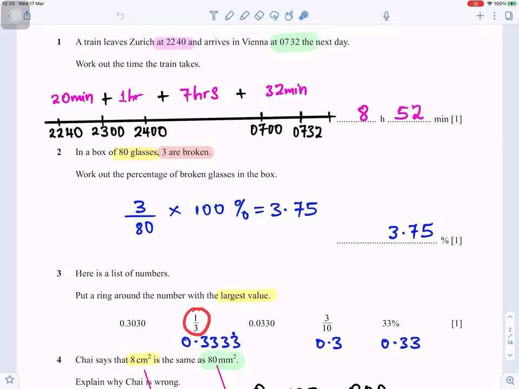Question number 3. Here is a list of numbers. Put a ring around the number with the largest value. Before you compare them, make sure you put all of them to decimal. So 0.3030 is in decimal. 1/3, you change to decimal, is 0.333 recurring. 0.0330 is also a decimal. 3/10 is 0.3 in decimal. And 33%, 33 divided by 100 is 0.33. And looking at those numbers, 1/3 is the largest. So we put a ring around 1/3.